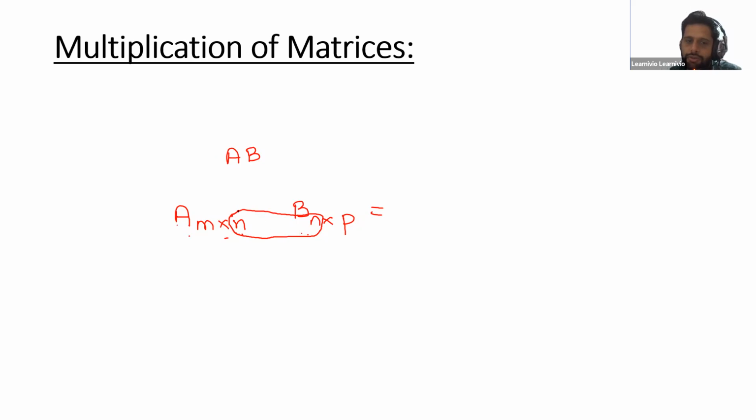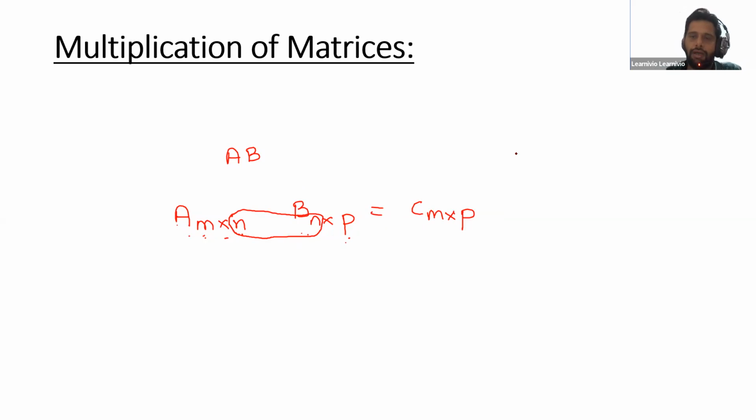Now, suppose you multiply this, you will get a matrix C. Then what will be the order of matrix C? That will be equal to the remaining ones. So from here we will take m, and from here we will get p. So the resultant matrix order will be m by p. When we solve the questions, this concept will be clear to you.